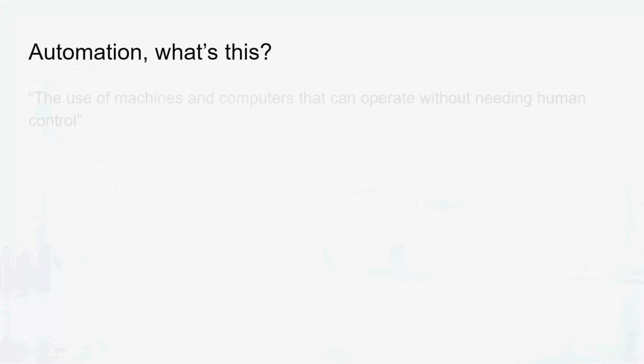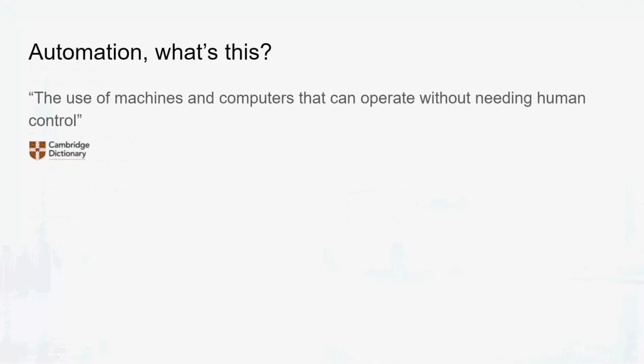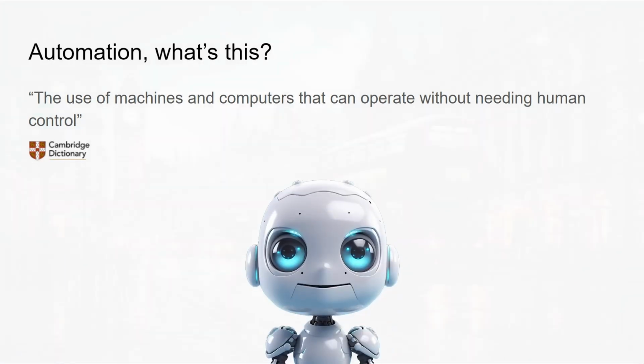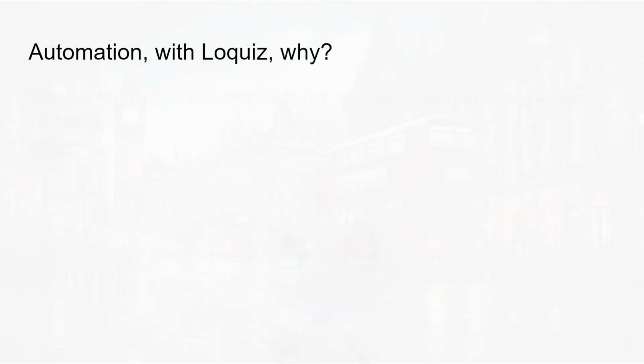How do we define automation? Here's a definition from the Cambridge Dictionary. The use of machines and computers that can operate without needing human control. We can indeed observe that our aim is to minimize human intervention, thanks to the assistance of our computers. They help us accomplish repetitive tasks in a more efficient manner. Nice. So, why do we need automation with Loquiz?